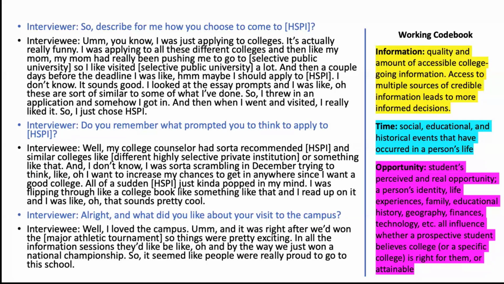I put parental guidance and even the college counselor guidance as information. Good. I also put visiting because although it may not seem direct, indirectly you're gathering information about the campus by visiting. And also looking at the essay prompts, because I feel like that's a way of gathering information that would be required of the student. Okay.